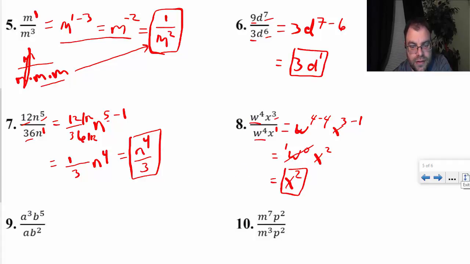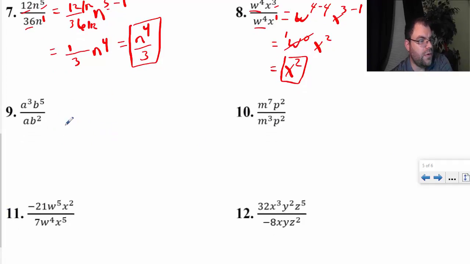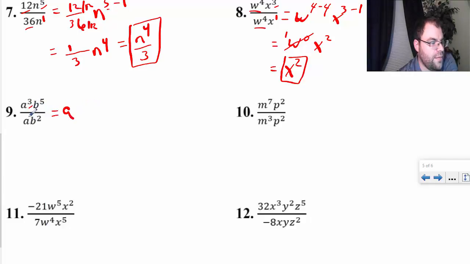Alright, let's move this down a little bit. See if I can do it over here. And we'll continue. Alright, so we got this question here. A cubed b to the 5th over a b squared. So we have a's and b's. We have a to the power of what? 3 minus 1. It's top minus bottom.